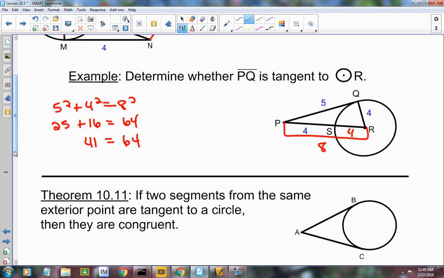So is this a right triangle? No. What kind of triangle is it? You look at the longest side. The longest side squared is 64, right? And that's greater than the sum of the squares of the other two sides. So what is it? Obtuse. Okay, so the answer here is no. Triangle PQR is not right. Therefore, PQ is not a tangent.